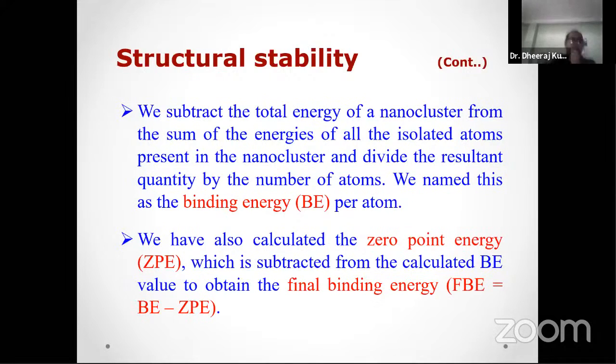After all, on the basis of considering the most stable structures, we have chosen binding energy, and binding energy we have calculated by subtracting the total energy of a nanocluster from the sum of the energies of the isolated atoms present in that particular nanocluster, and the resultant quantity is further divided by the total number of atoms, and we name this the binding energy per atom. We have also calculated zero-point energy, and this zero-point energy is further subtracted from the binding energy to obtain the final binding energy, that is FBE. Next slide, ma'am.